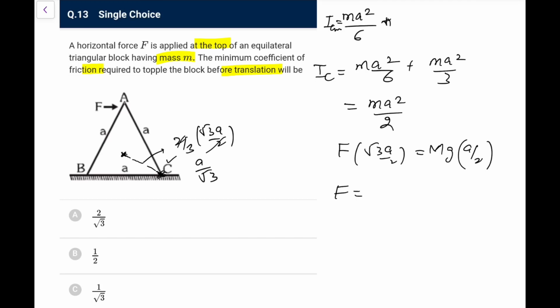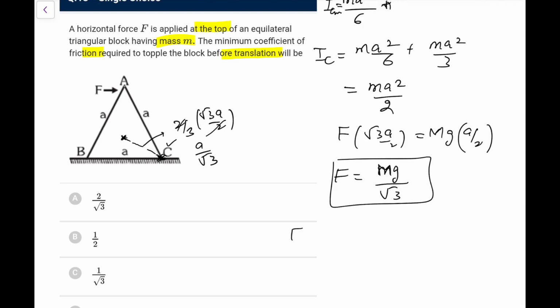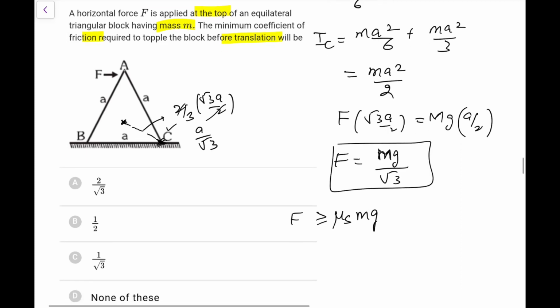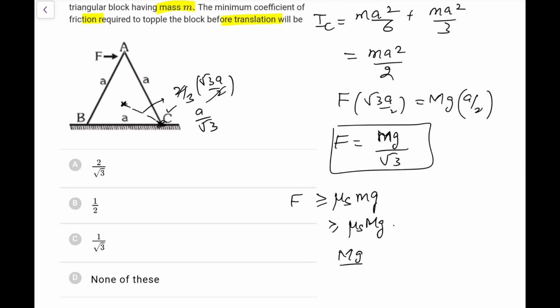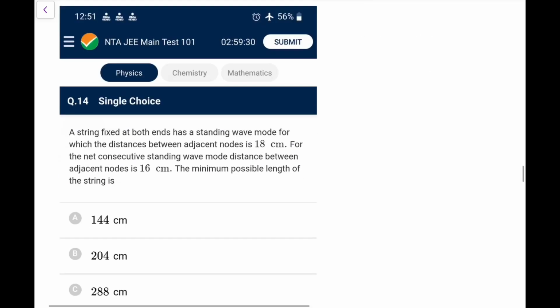So this F in this case is going to be mg by root 3, that is what is required to topple. Now for translatory motion, F should be greater than or equal to mu s N, which is mu s mg. So F here, mg by root 3, should be less than this mu s mg. Okay, so this is what we need to remember. So mu s should be greater than 1 by root 3, that is what I am getting for option C here. Mu s should be greater than 1 by root 3 so that it topples before it translates.